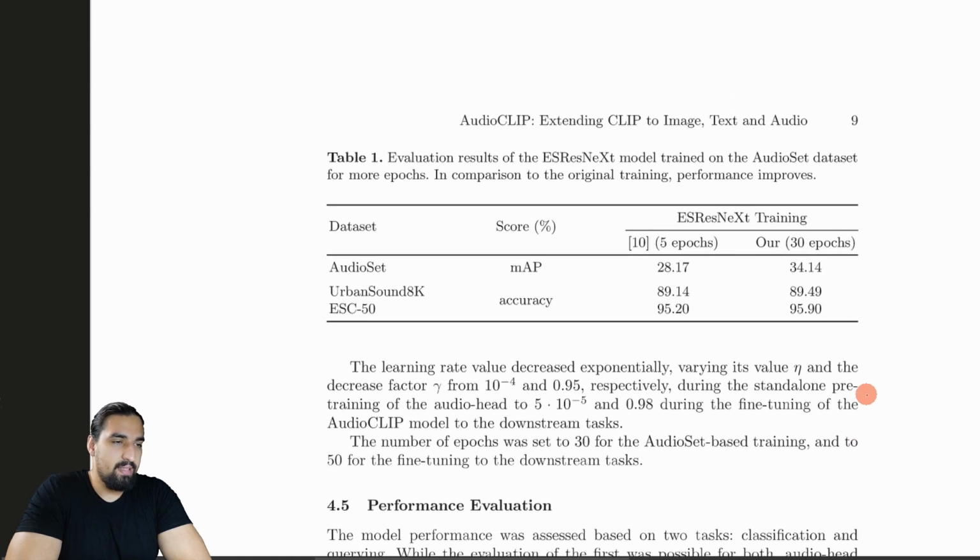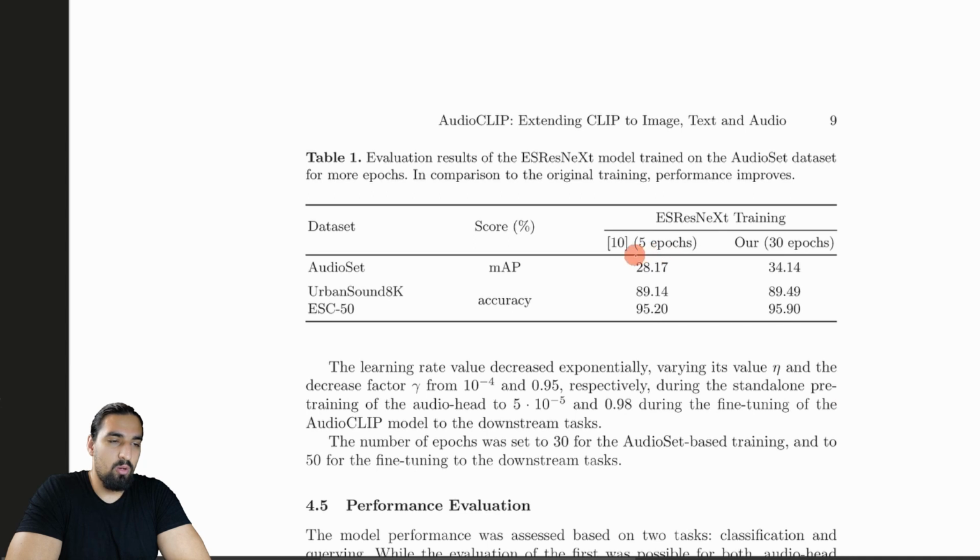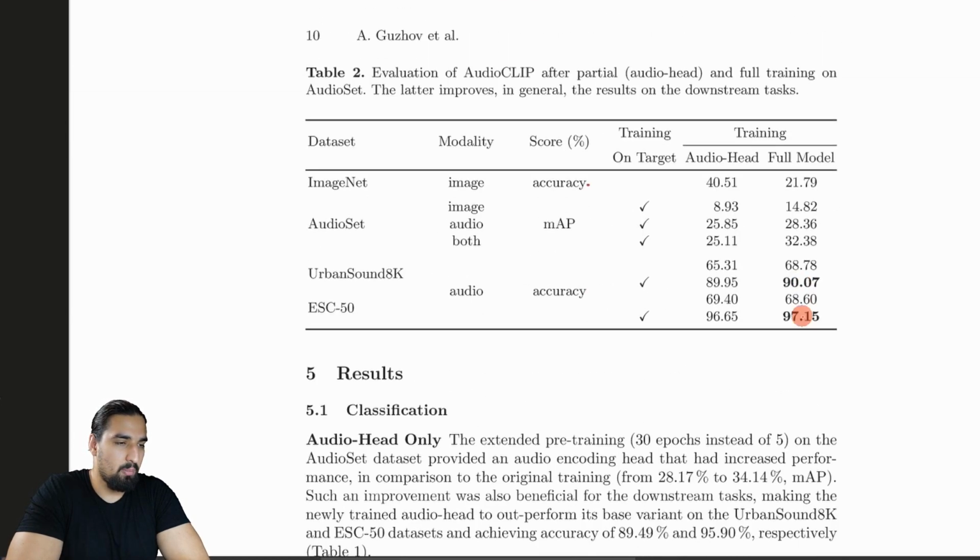Okay, finally, let's see the results. First things first, they showed that with the original pre-training on the audio dataset of this ESResNeXt model, when they have more epochs, the performance gets better on AudioSet, and it marginally gets better on these two other datasets. So that's not that informative. Let's see some other tables they have here.